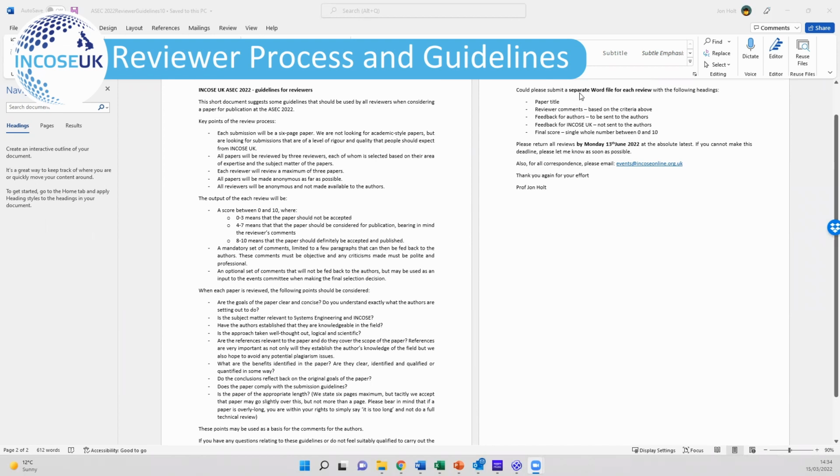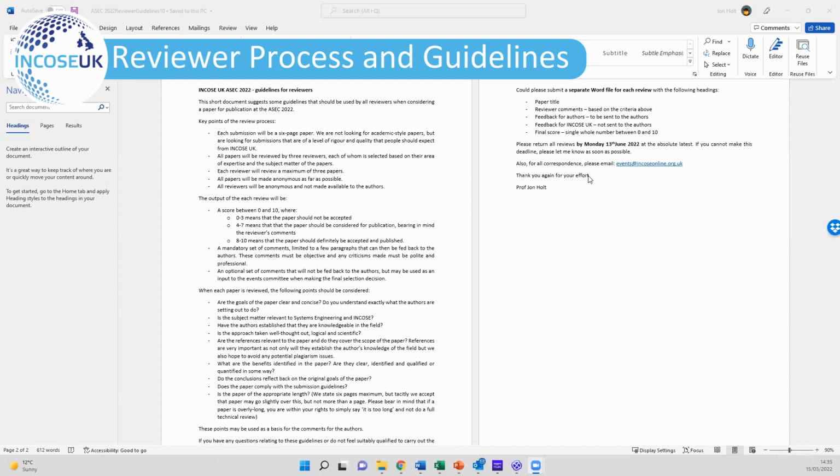Each reviewer then submits a separate Word file for each review with the paper title, the reviewer comments based on the criteria we can see here, feedback for the authors, so that's an explicit section that will be sent back to you as the authors, and then feedback for INCOSE UK. That comes back to me and potentially will be used by the event team in the circumstances where we need to question a paper. If we got 2 papers with exactly the same score that are on the borderline, then we'll look at these comments, and that will help to inform the decision.